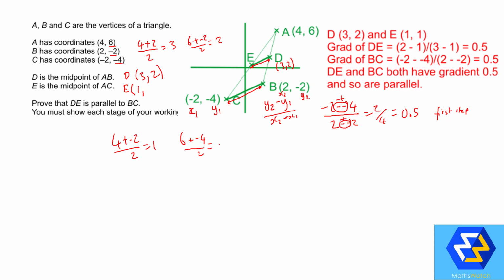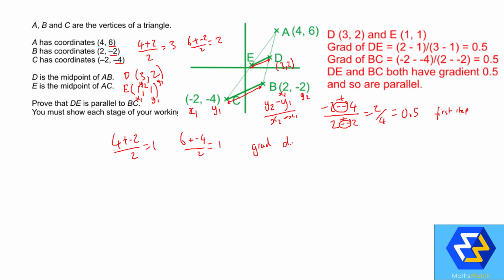Divided by 2. So that's also going to become 1. So E is the coordinate (1, 1). So you find the gradient of DE now. So again, that's your y2, your y1, x1, x2.